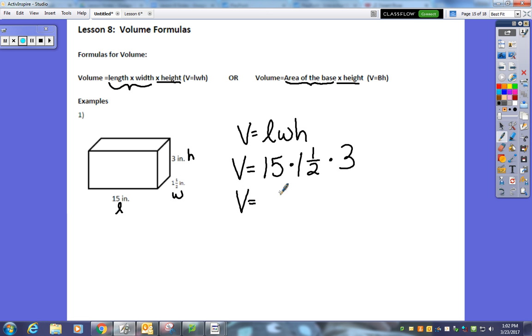I'm going to rewrite the problem putting all of these as fractions. So 15 is 15 over 1. 1 1/2, remember to change a mixed number into a fraction. You keep the denominator the same. Multiply your denominator and your whole number, so 2 times 1 is 2. And then add on your numerator, so 2 plus 1 is 3. So it becomes 3 halves, and then 3 is just the same as 3 over 1.